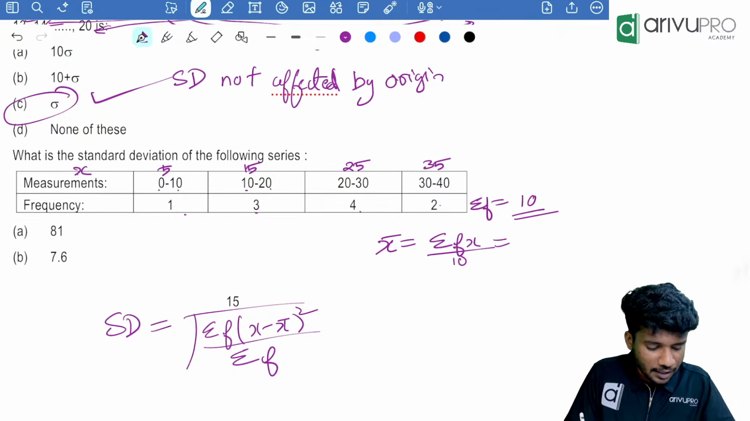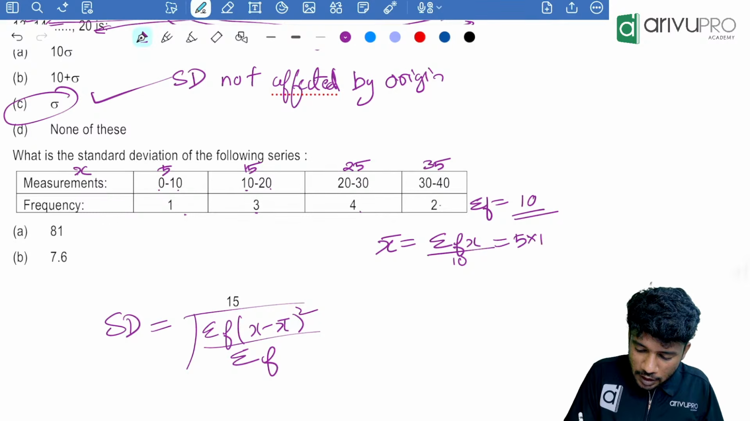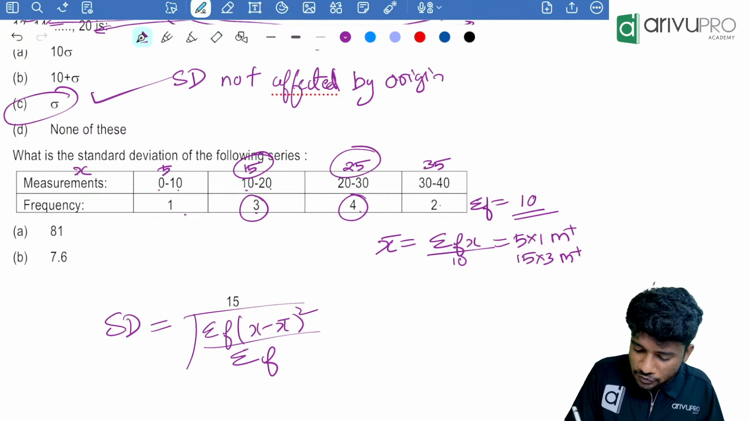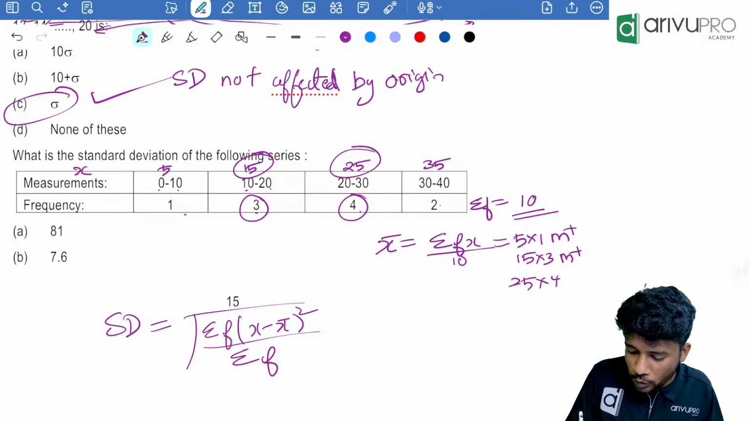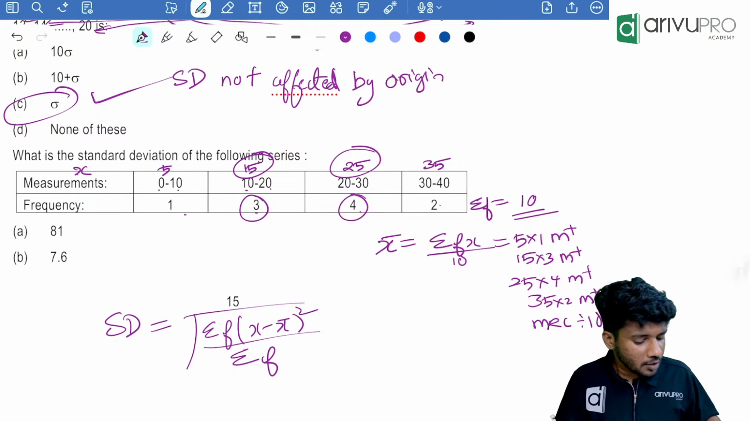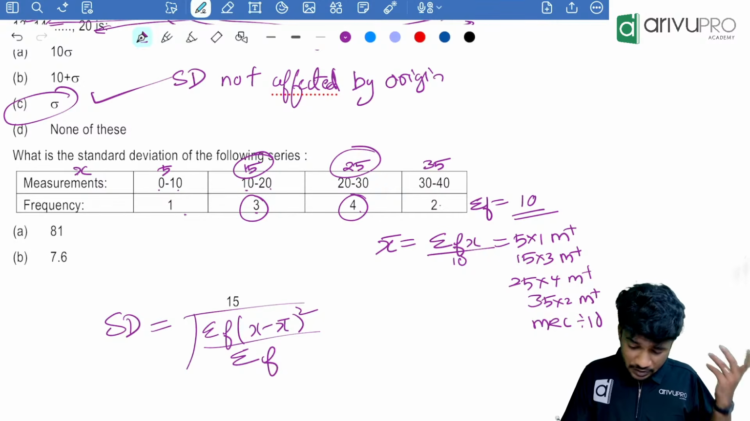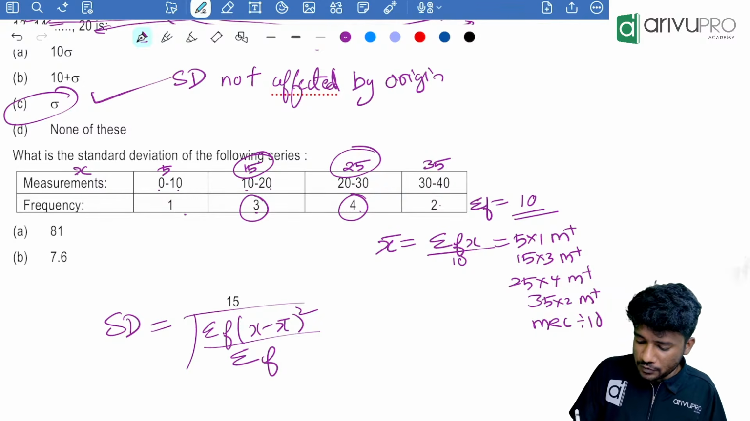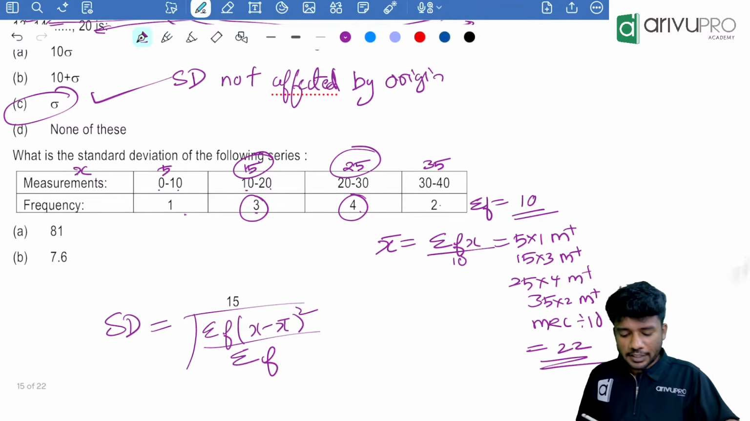That is nothing but, take your calculator, people. 5 into 1, M plus, 15 into 3, M plus, then 25 into 4, M plus, then 35 into 2, M plus, then MRC divided by 10. How much is it? Take your calculator. That is equal to 22, your x bar value.